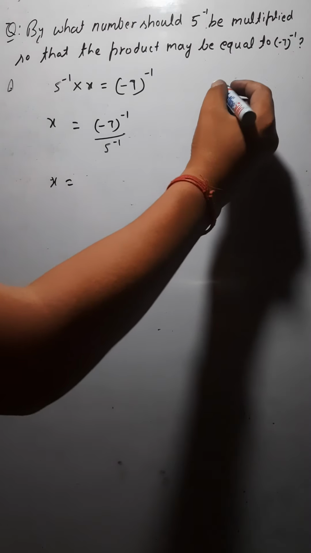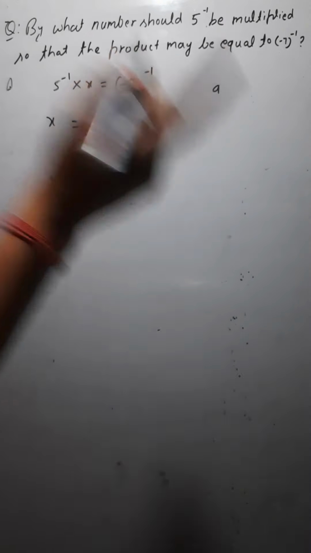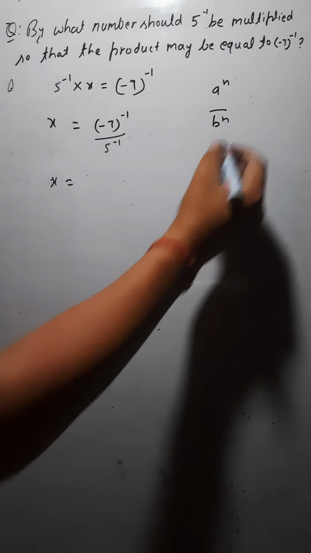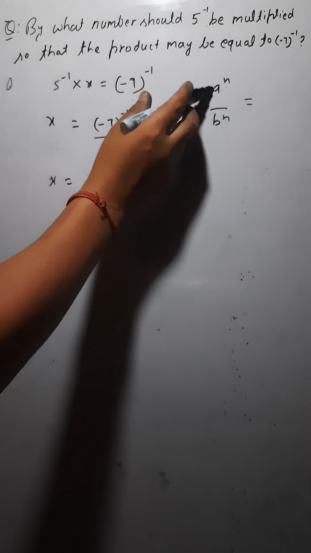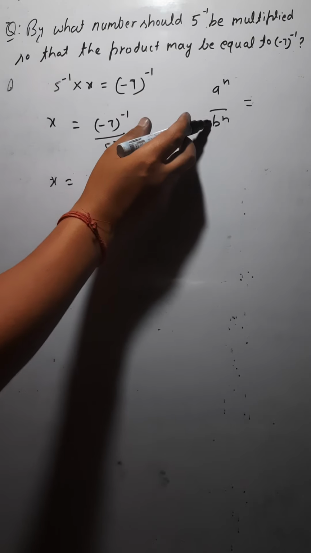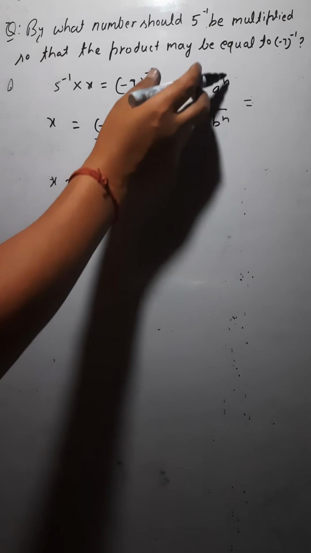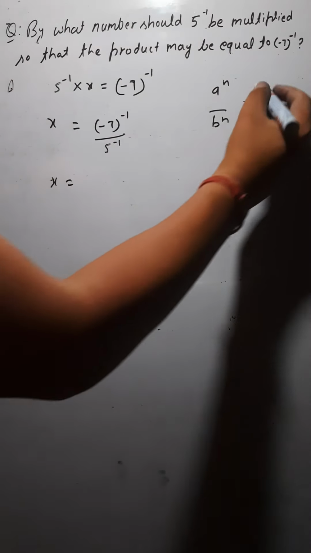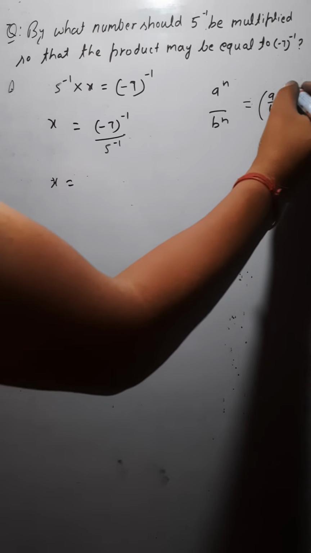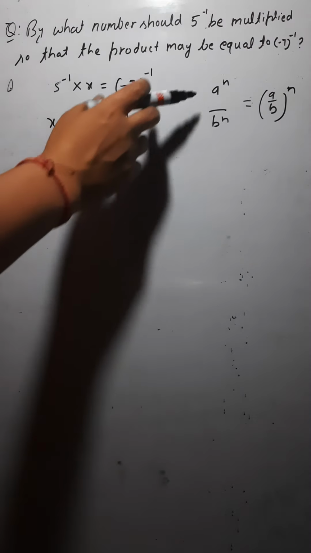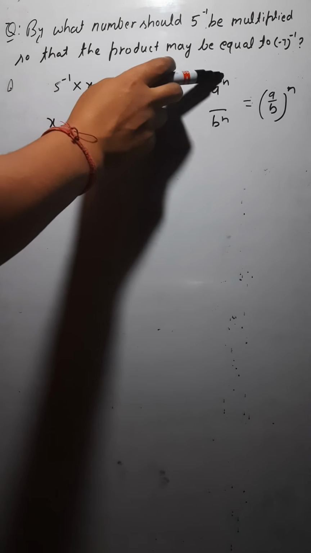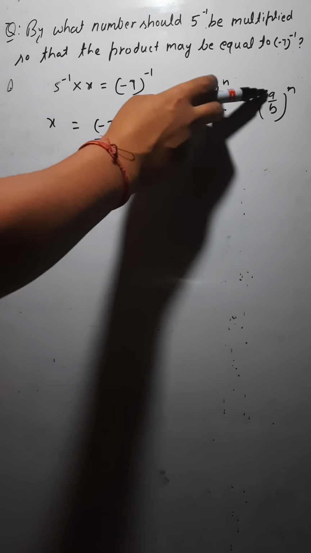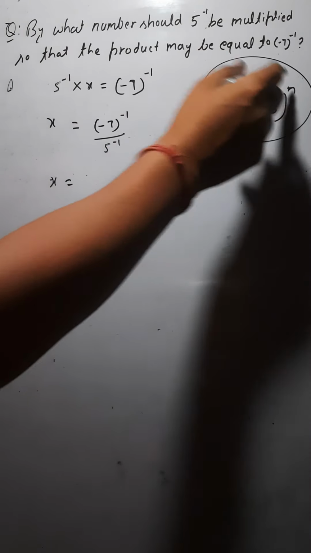Now if you see, one more rule I'm just telling you. If it is a raised to the power n divided by b raised to the power n, both have different bases, but the powers or the indices or the exponents are the same. If the exponents are the same, then this can be written as a by b whole raised to the power n. Because we have different bases here, but the exponents are the same here.